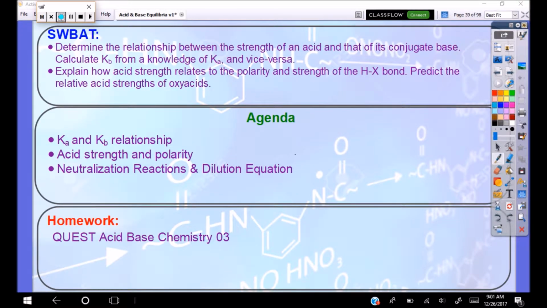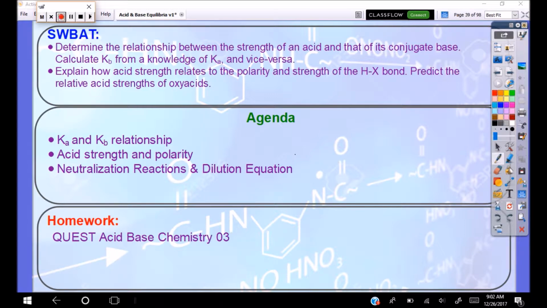Alright class, today we're going to determine the relationship between the strength of an acid and that of its conjugate base. We'll be able to calculate Kb from a knowledge of Ka and vice versa. We'll be able to explain how acid strength relates to the polarity and strength of the HX bond, where X is the anion and H is the proton in your acid. And we'll be able to predict the relative acid strengths of oxyacids.